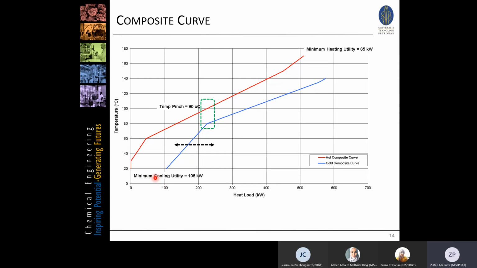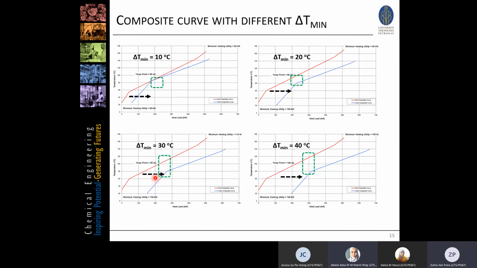Up until here, is there any question? What is the significance of the temperature pinch, 90 degrees though? Yeah, exactly. So this is the significance of that 90 degrees C.